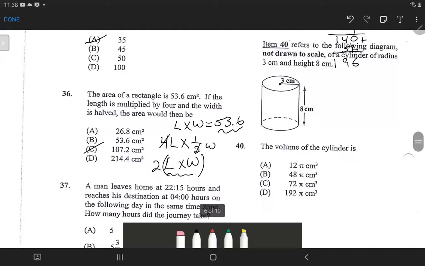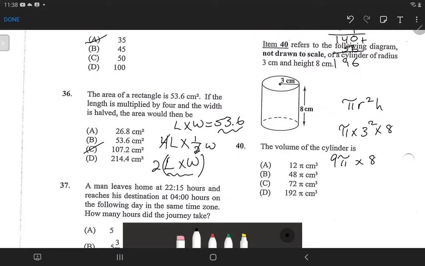Item 14 refers to the following diagram, not drawn to scale, of a cylinder of radius 3 and height 8. The volume of the cylinder is pi r squared times height. So that is pi by 3 squared by 8. So you have 9 pi multiplied by 8, which is equal to 72 pi cm cubed.